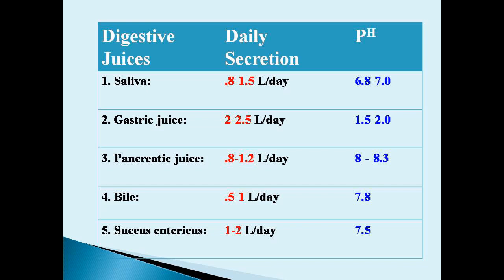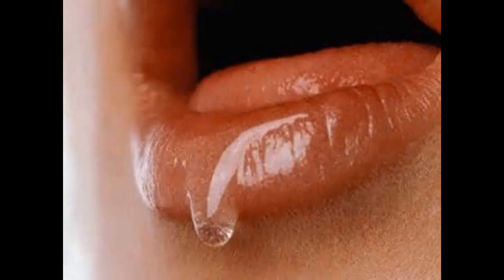Bile daily amount of secretion 500 to 1000 ml per day, or 0.5 to 1 liter per day, and the pH value is 7.8. And succus entericus, the daily amount of secretion is 1 to 2 liter per day, or 1000 to 2000 milliliter per day, and the pH value is 7.5. Now I am describing the digestive juices one after another.